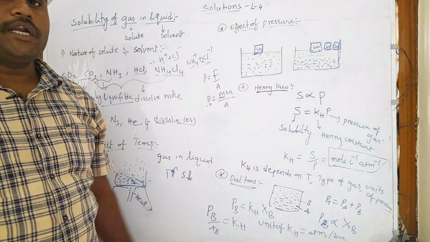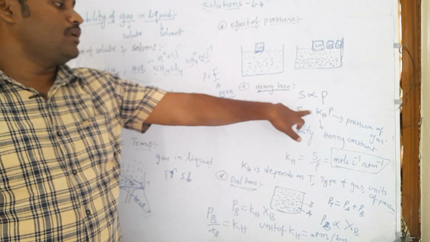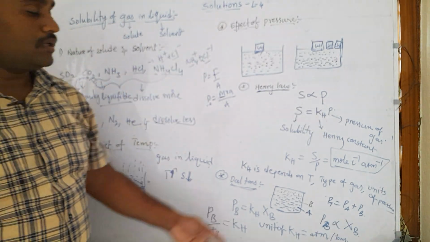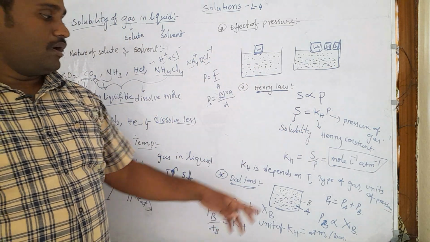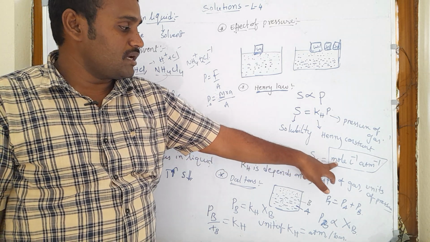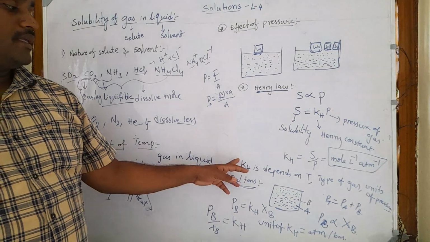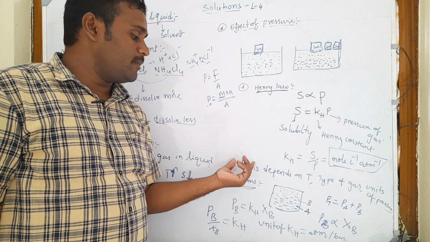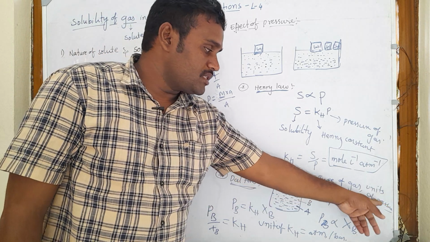So Henry gave a quantitative relationship, that solubility is directly proportional to pressure. So solubility equals Kh into P. To remove this proportionality, we are going to keep a constant Kh. Here Kh is Henry's constant, and the units of Kh are S by P, solubility by pressure. Solubility's general units are moles per liter, and pressure units are atmosphere. Here Kh is not a universal constant. It depends on the temperature, type of gas, and units of pressure.